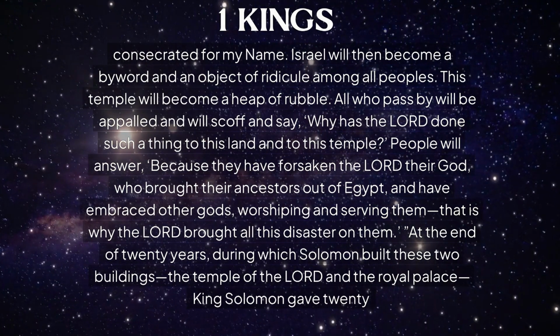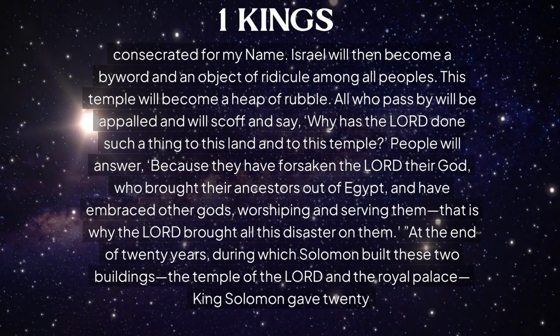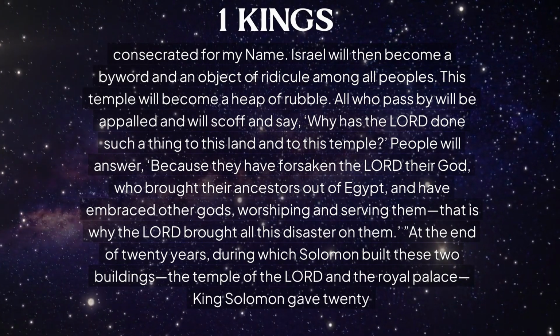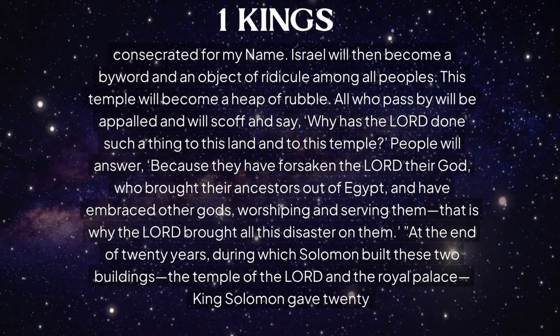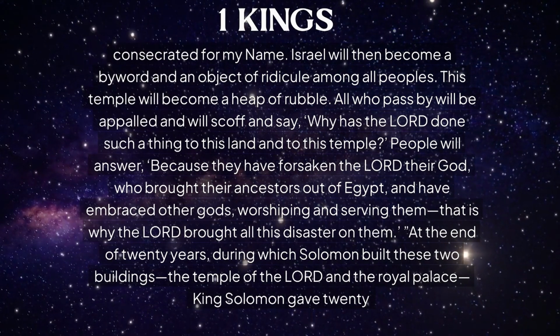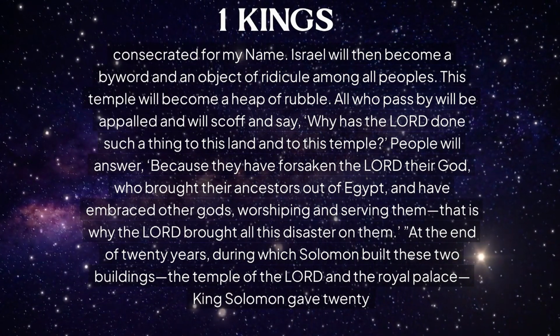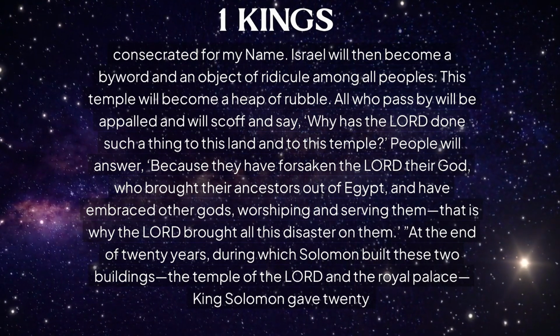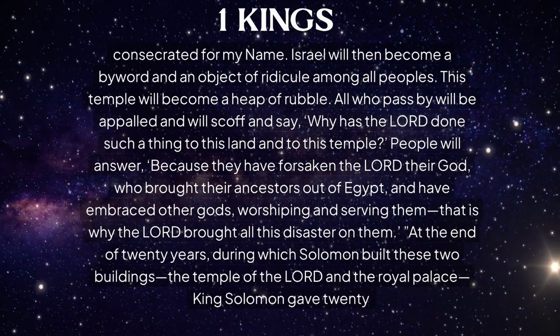All who pass by will be appalled and will scoff and say, Why has the Lord done such a thing to this land and to this temple? People will answer, Because they have forsaken the Lord their God, who brought their ancestors out of Egypt, and have embraced other gods, worshipping and serving them. That is why the Lord brought all this disaster on them.